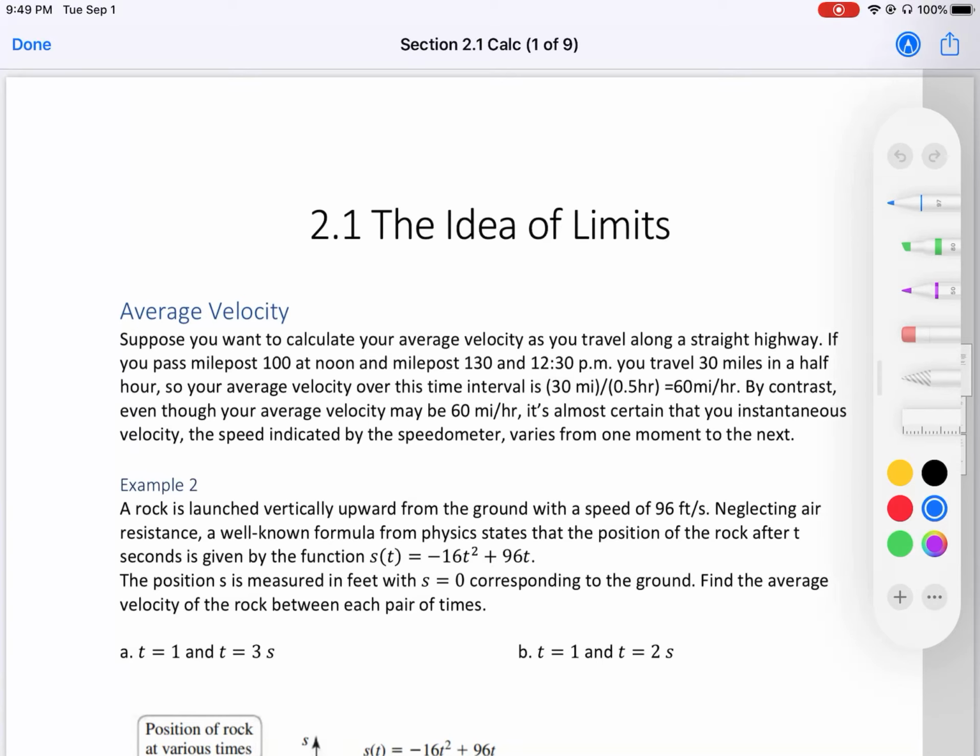Hello there. Let's go ahead and go through one of our lectures. Let's begin with 2.1, the idea of limits.